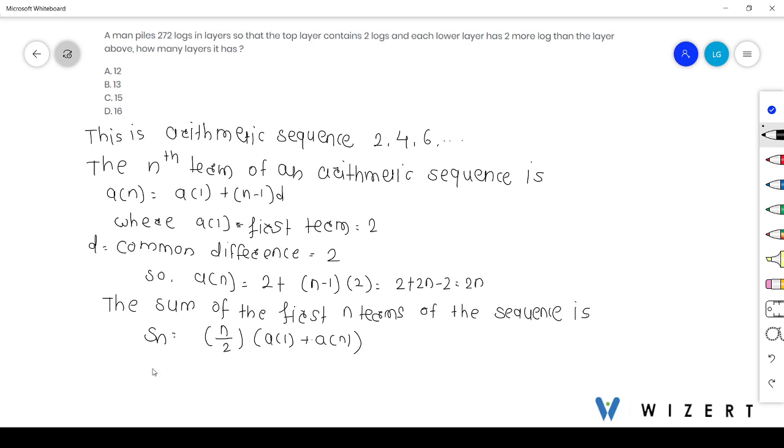Now here we have given Sn is the number of logs, that is 272, equals n by 2 into a of 1, meaning 2, plus an, which is 2n. So solving this we get a quadratic equation like n square plus n minus 272 equals 0.